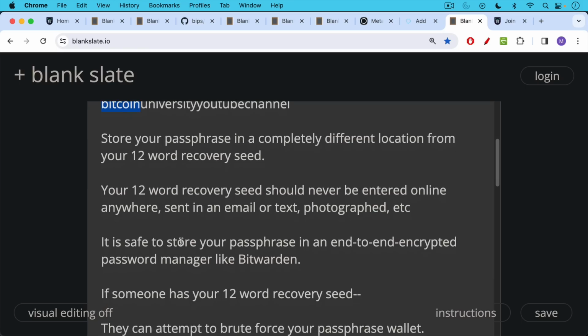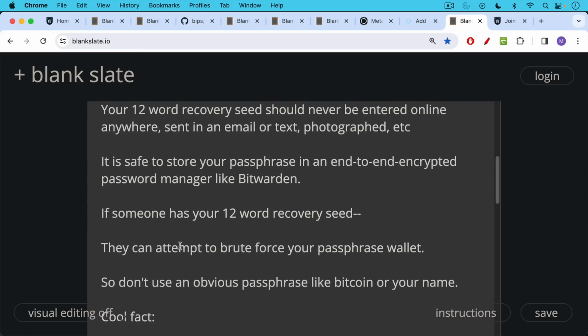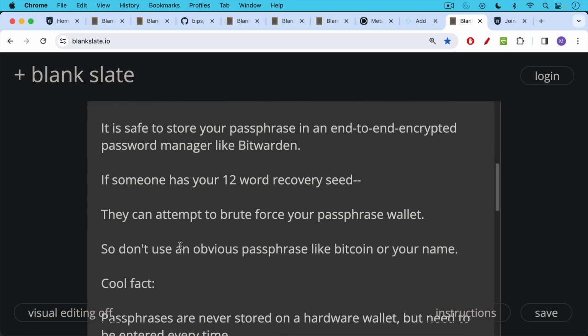So you have to think about your own situation. If someone has your 12-word recovery seed, as we said, they can attempt to brute force your passphrase wallet. So don't just use Bitcoin, for example, as your passphrase. Don't use your name as your passphrase. Don't use anything obvious that someone may be able to guess, for example, like the city you live in or something like that.